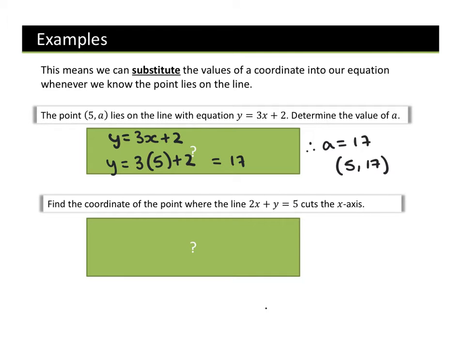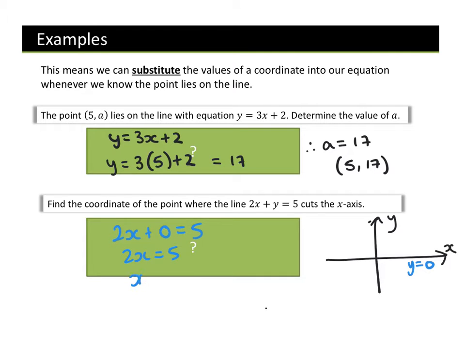Find the coordinates of the point where the line 2x plus y equals 5 cuts the x-axis. Now, if we think about it, we have our x and our y. The x-axis is actually the line y equals 0. So whenever it says it cuts the x-axis, that means we want the coordinate when y equals 0. So we're going to have 2x plus 0 equals 5, so 2x equals 5, so x equals 5 over 2. So my coordinates where it cuts the x-axis are 5 over 2 and 0. You can see 5 over 2 is 2.5, but I've kept it as a fraction. We love fractions in A-level mathematics.